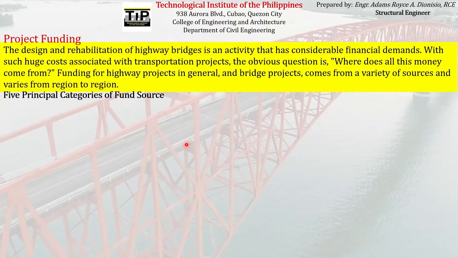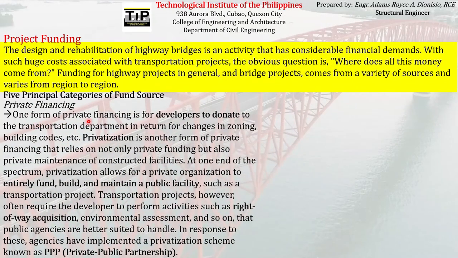Another common source of funds for an infrastructure project or transportation project is private financing. One form of private financing is for developers to donate to the transportation department in return for changes in zoning, building codes, etc. Privatization is another form of private financing that relies on not only private funding, but also private maintenance of constructed facilities. At one end of the spectrum, privatization allows a private organization to entirely fund, build, and maintain a public facility, such as a transportation project.